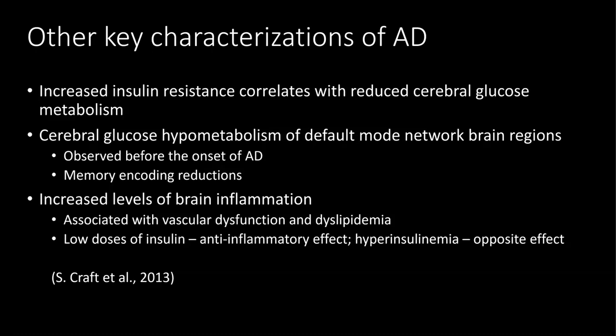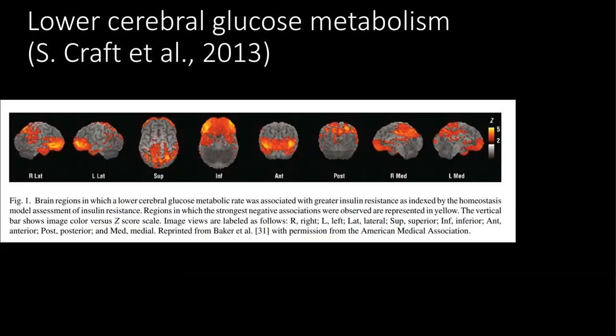Also, another key characterization of Alzheimer's disease is an increased level of brain inflammation, which is associated with vascular dysfunction and dyslipidemia. It has been found that with low doses of insulin, there's actually an anti-inflammatory effect. However, unfortunately, too much can lead to the opposite effect. So basically, the more insulin, the better is not really the key there.